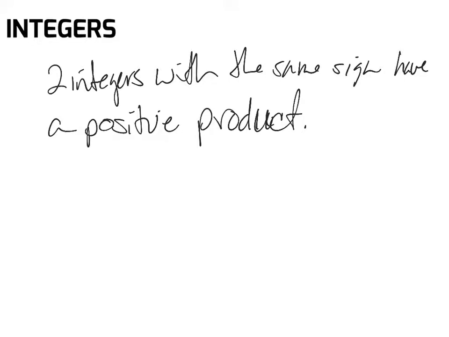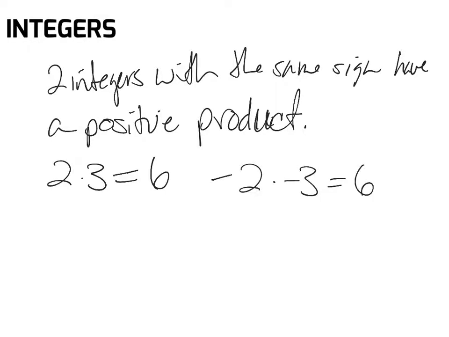So two integers with the same sign have a positive product. For example, 2 times 3 equals 6, or negative 2 times negative 3 equals 6. Okay? You have the same sign, a positive 2 and a positive 3. Remember, those are invisible. A negative 2 and a negative 3. So same signs have a positive product.